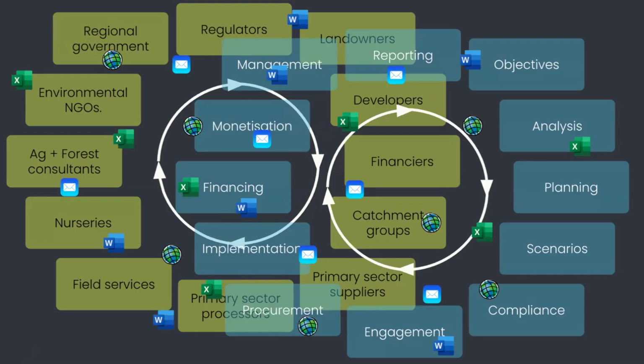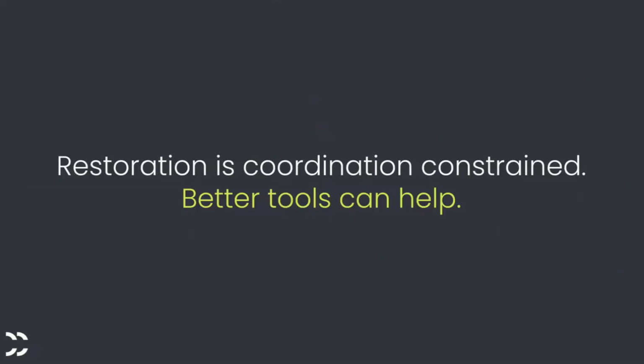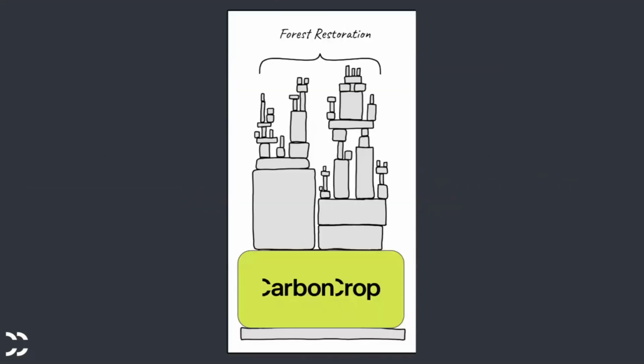And it makes it pretty hard to be one of these individuals within the system and collaborate efficiently and make everything happen as quickly as it could be. So the general argument here is that restoration is at least in significant part coordination constrained. There are other constraints as well, capacity and money, but coordination is a big part of it, and coordination is an area where better tools can help.